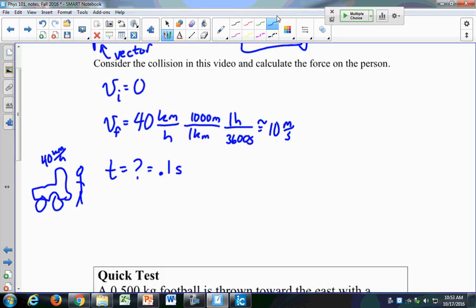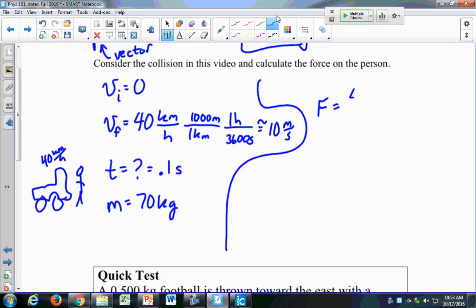Now we also need to know the mass of the dummy. And a typical person is about 70 kilograms, so we'll say that he's about 70 kilograms. Now, to figure out the force, we say our force is our change in momentum divided by our change in time. This is always going to be true regardless of the type of collision that you have. Whether it's conservative forces or non-conservative forces, our net force will equal the change in momentum over the change in time.